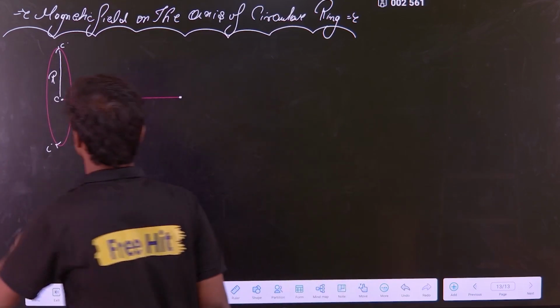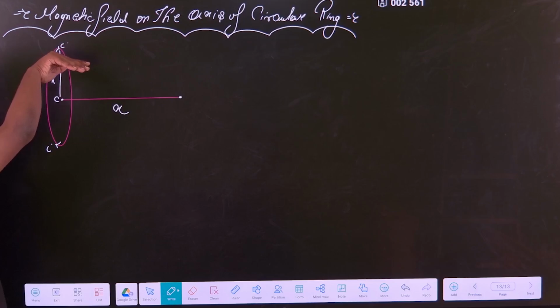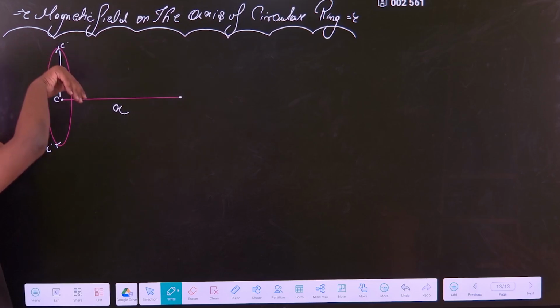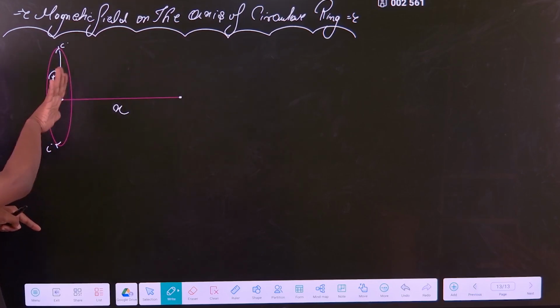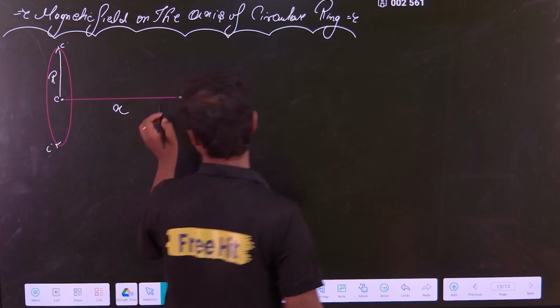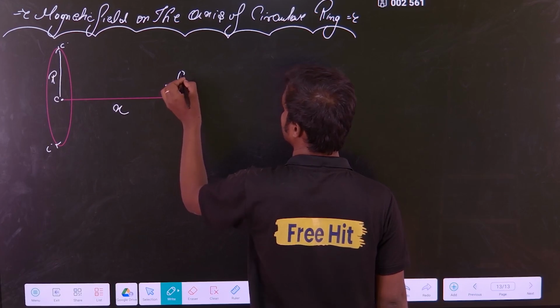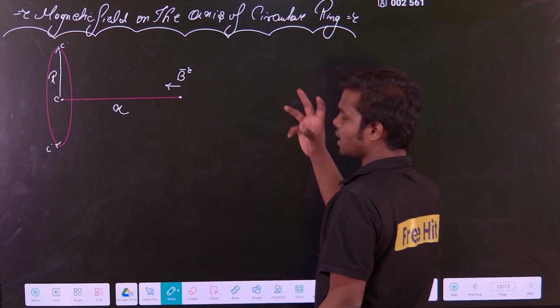Basically, what is the rule? Keep your thumb in the direction of current and curl your fingers where the point is at which you have to find the magnetic field. If I keep my thumb like this and I curl my hand, it is going inside. So the magnetic field will be like this. That is clear. This is my direction of magnetic field. Okay, no issue. But I have to calculate its value.